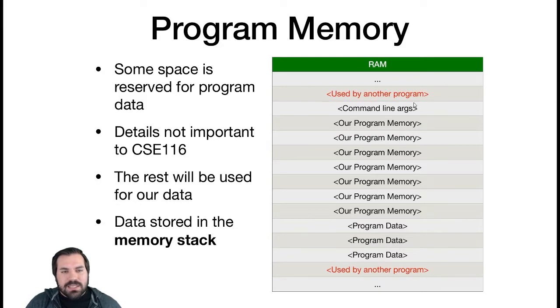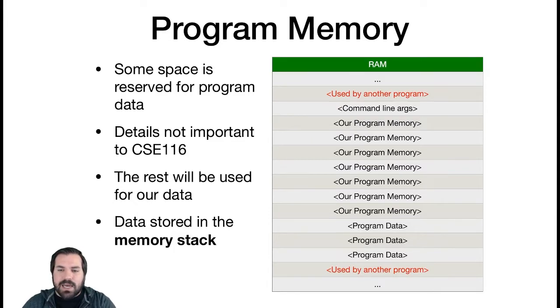So this chunk of memory that we get for our program is going to be used for a couple of different things. On the very bottom of this, what we'll call the memory stack, is going to be various program data. This is like metadata about our program. This is something that will be more important. I believe in 220 you'll talk about this in quite a bit of depth. For this class, we're going to ignore this.